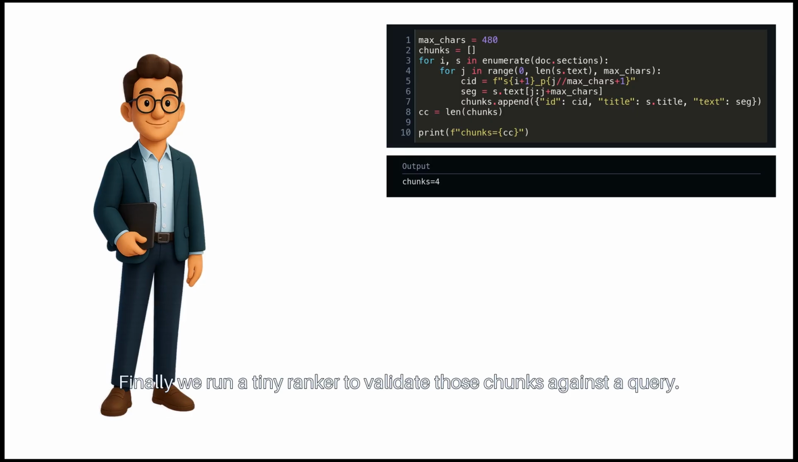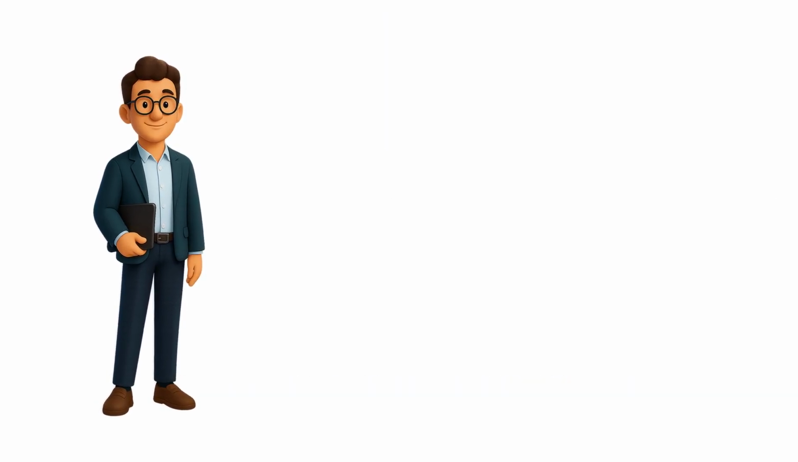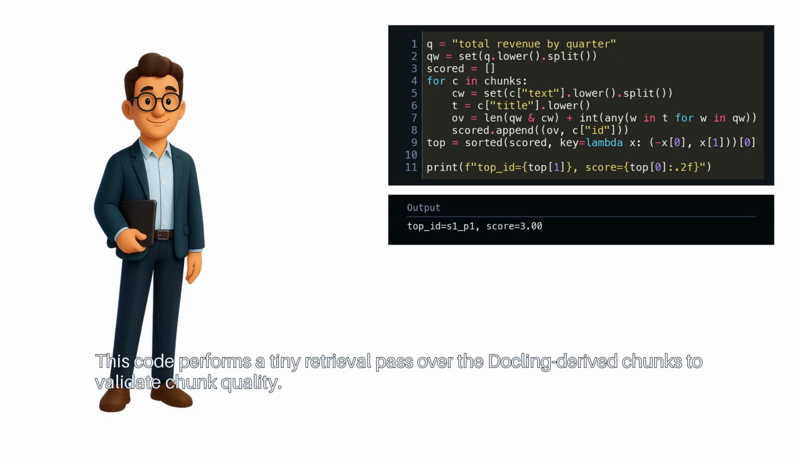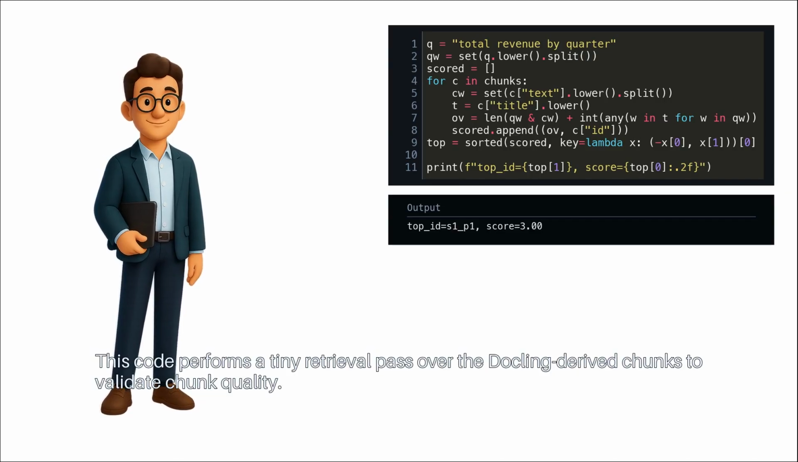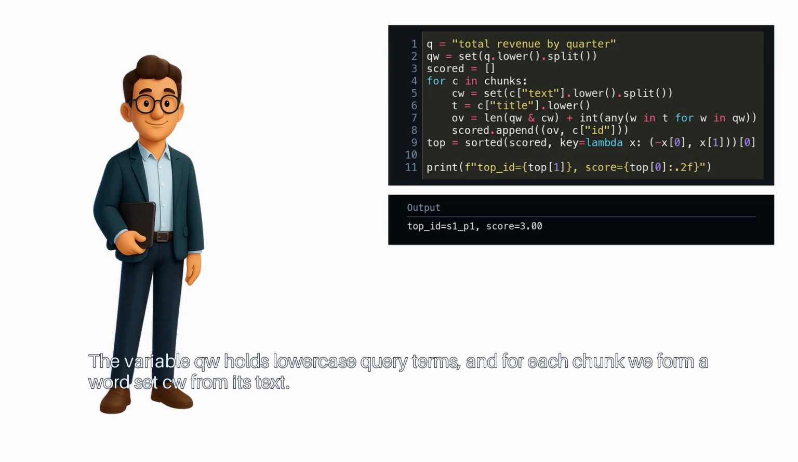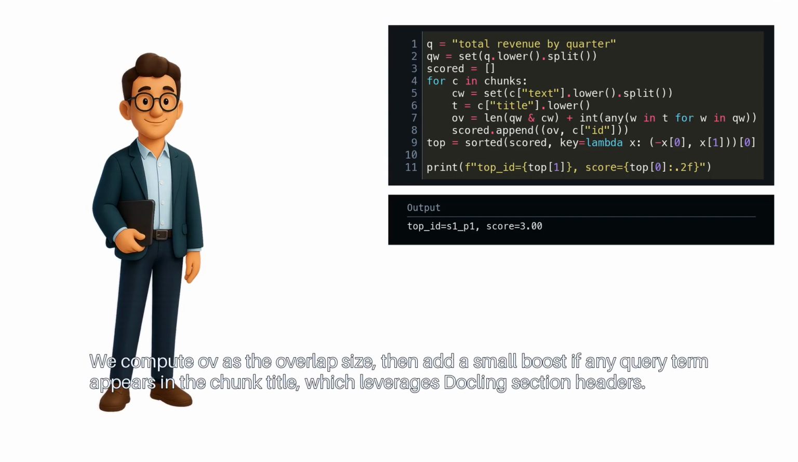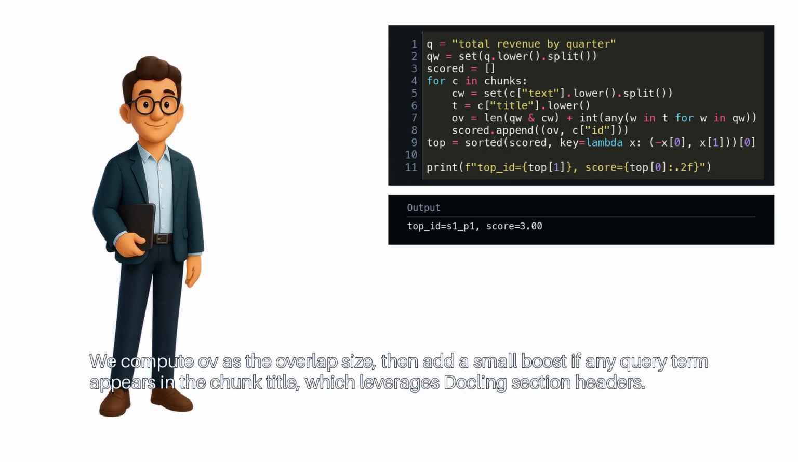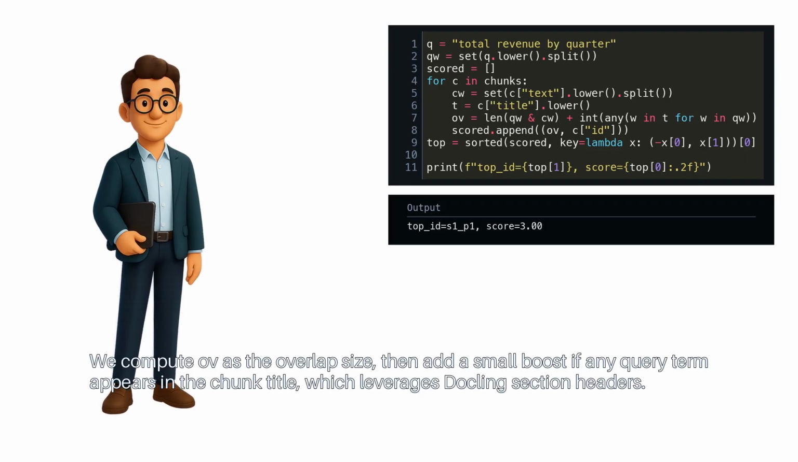Finally, we run a tiny ranker to validate those chunks against a query. This code performs a tiny retrieval pass over the Docling-derived chunks to validate chunk quality. The variable QW holds lowercase query terms, and for each chunk, we form a word set CW from its text. We compute OV as the overlap size, then add a small boost if any query term appears in the chunk title, which leverages Docling's section headers.